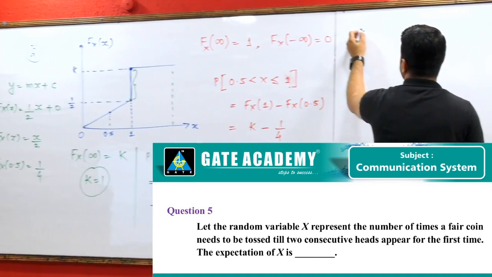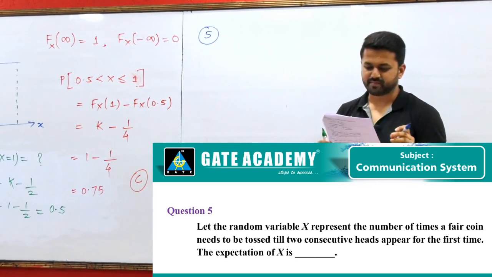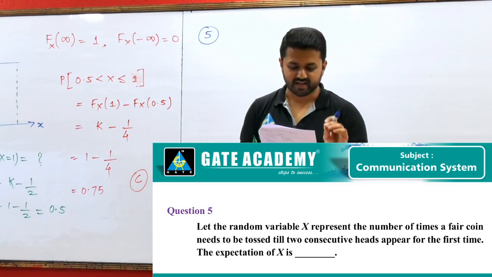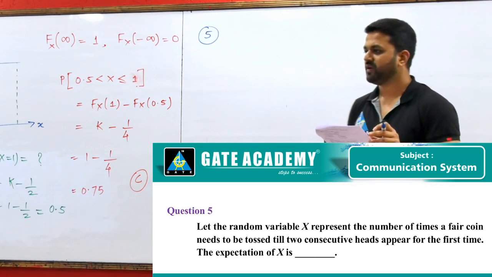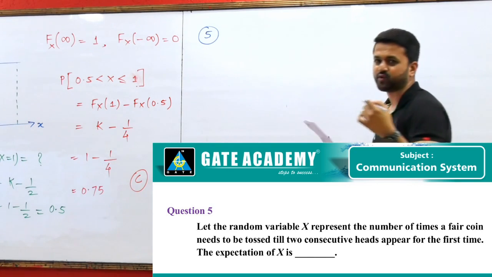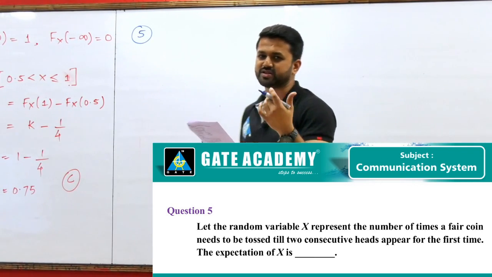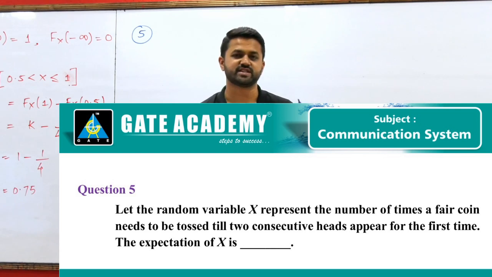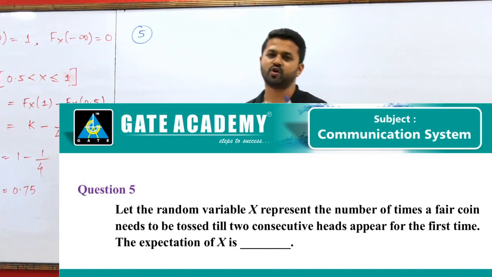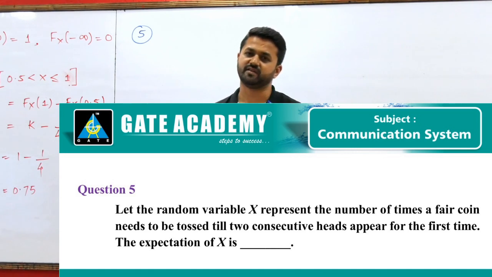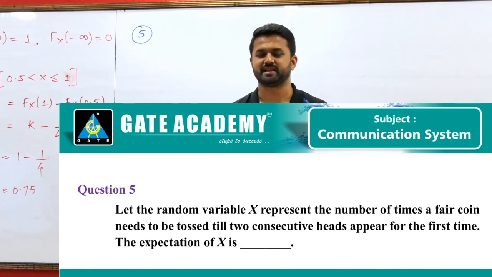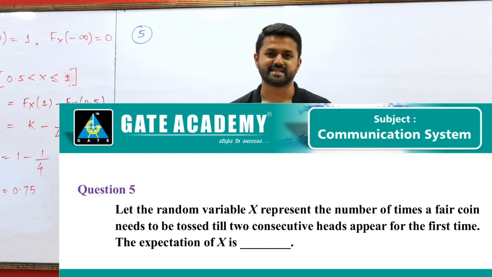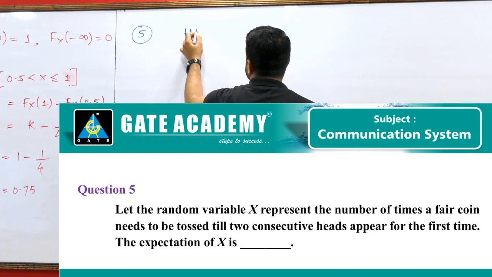Question number 5: the random variable x is representing the number of times you are tossing a coin till two consecutive heads appear for the first time. If I toss a coin the first time and get head, only getting the head for the first time is not our outcome. Our desired outcome is two consecutive heads. So I have to toss the coin minimum 2 times to get two consecutive heads. It is possible that when I toss the coin I get head, and the second time I toss the coin I again get head. That will be our desired outcome, head head.